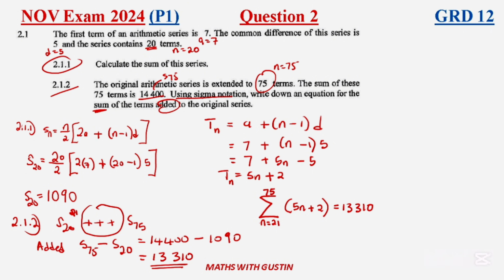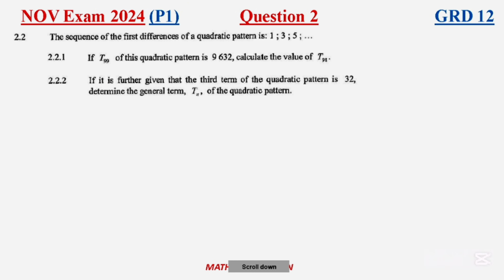So let's move on to 2.2. Okay, so 2.2 says the sequence of the first difference of a quadratic pattern is given by that. So I hope that is very clear. So basically, what does this mean? Just to explain this question here, you have got term 1, term 2, which is a quadratic, term 3, and then you also got term 4 here. So when you take the difference of these terms, you get 1.